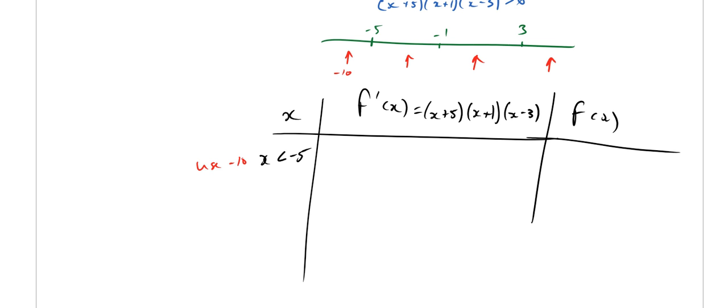So when I plug -10 into the derivative, I get -10 plus 5, so that's negative. -10 plus 1 is still negative. I don't care exactly what it is. I care that it's positive or negative. And I get -10 minus 3 is negative. So I get 3 negatives multiplied together, so my result is negative, which means the original function is decreasing. Do we all get how this works?